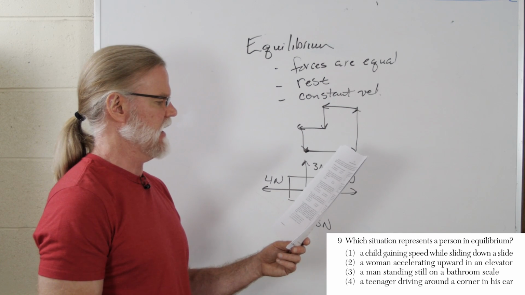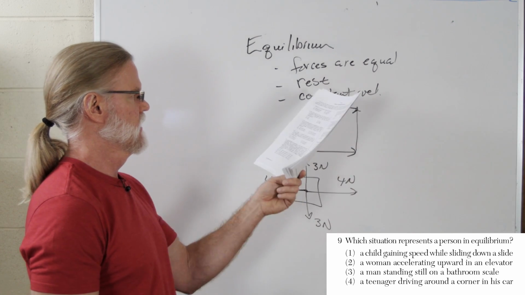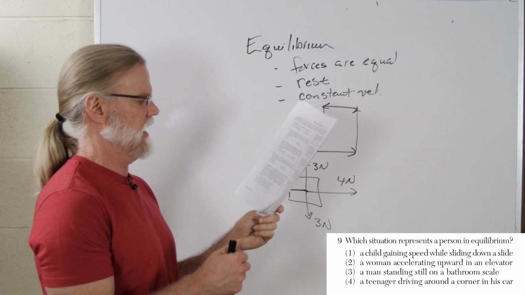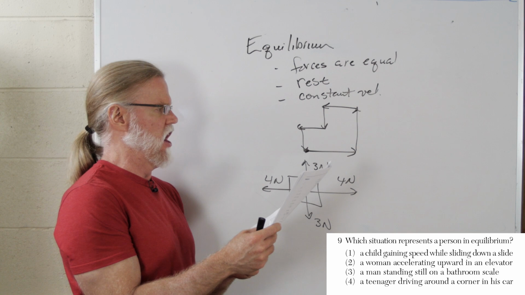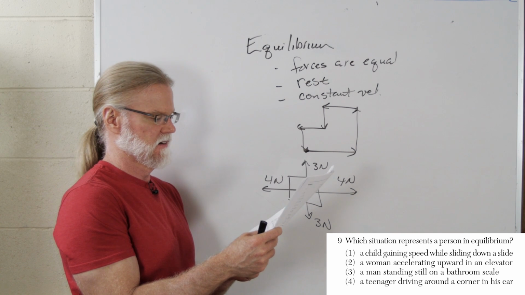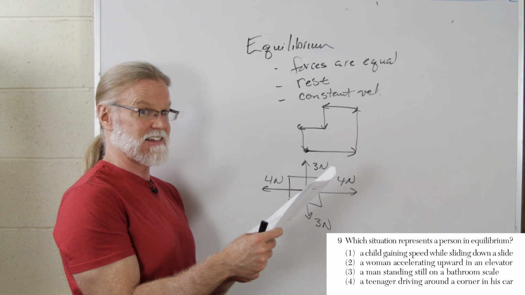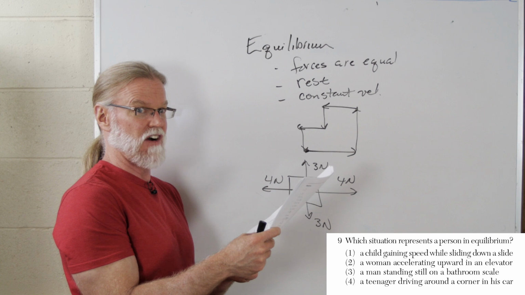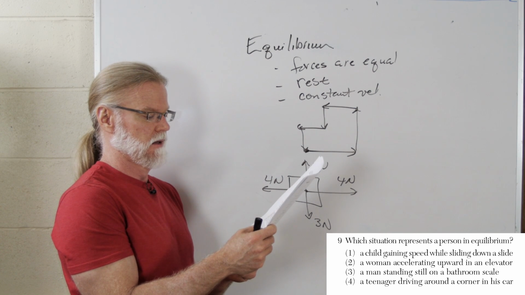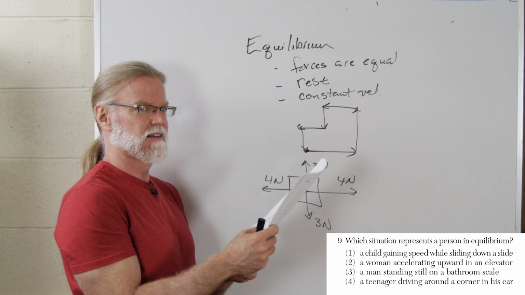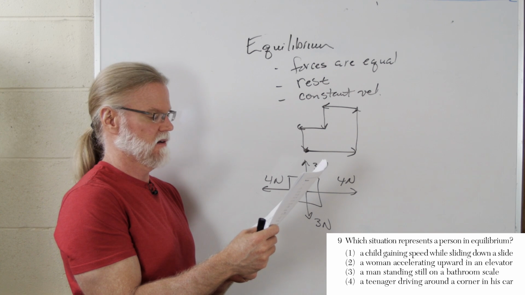All right, a child gaining speed, nope. She's not at rest or constant velocity. She must be accelerating. A woman accelerating, no. A man standing still on a bathroom scale, I'm liking this so far. Let's see if there's anything else that we would find objectionable. On a bathroom scale, I'm fully okay with that.